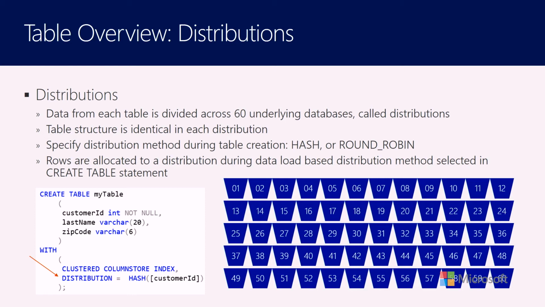And then we have a with clause that specifies we're explicitly creating a clustered column store index. And then we're also specifying our distribution method. So the distribution method that we're specifying is called hash, and we're specifying a column ID. And we will talk more about what that means in our next module.